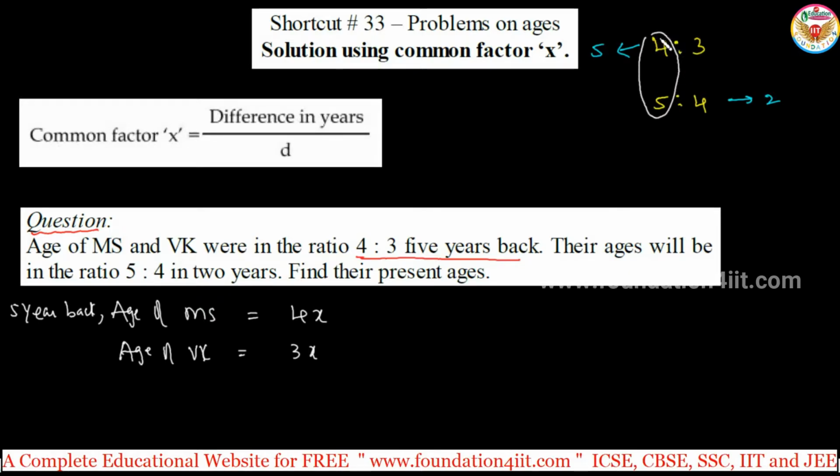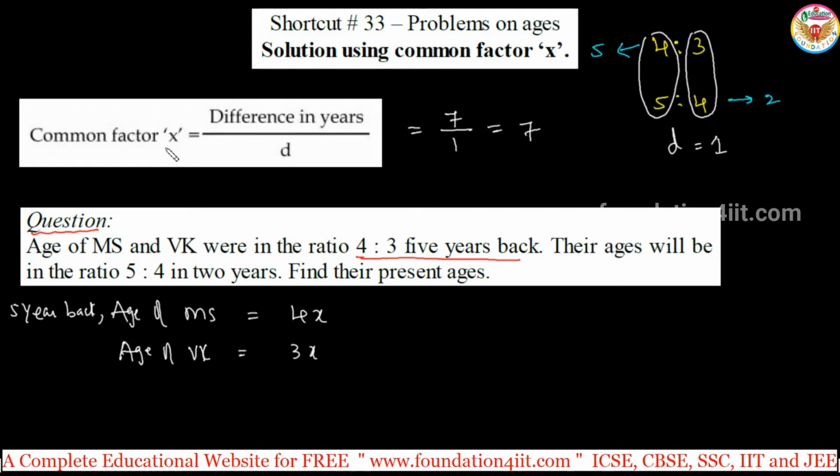So the difference between these two numbers and the difference between these two numbers, we can call it D. That is 1. The difference between the ratios, not side to side, top number and bottom number. If the difference is the same, that is equal to D, 1. Difference in years, 5 years back and after 2 years, so total 7 years gap. The gap between the two ratios is 7 years. So difference in years is 7. 7 by 1 is equal to 7.